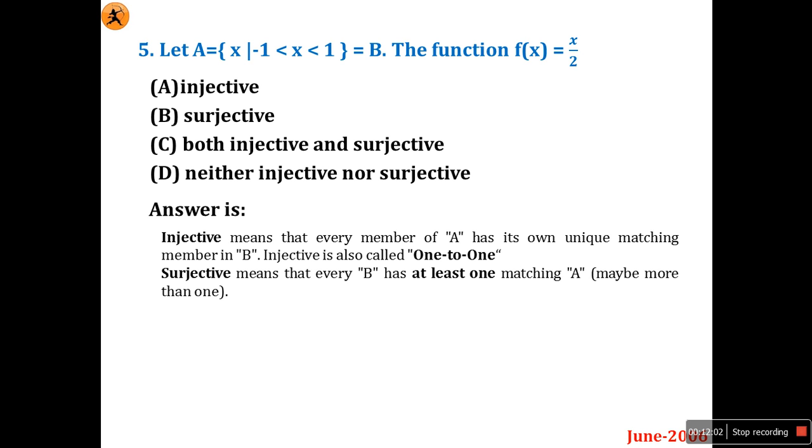Definitely it holds because A is equal to B. Looking at this, it should be a bijective function. It holds both the one-to-one and onto conditions, because A is equal to B. So the answer is bijective function, both one-to-one and onto.